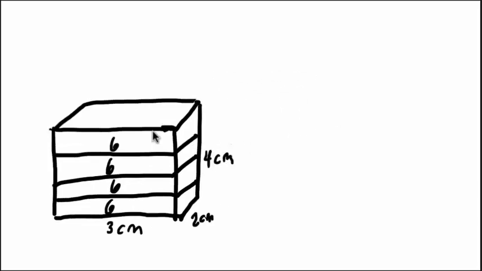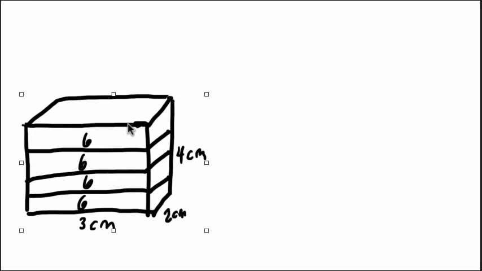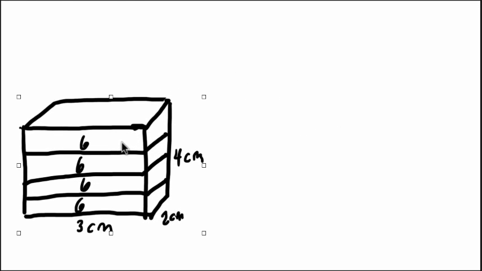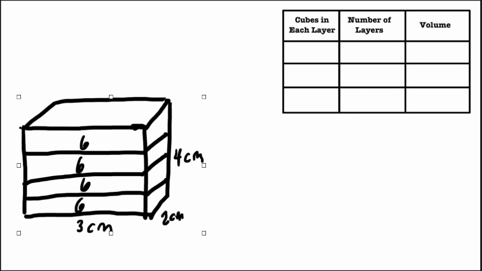And so what I've done is I've created just that. So if we had 6 in each layer, I want to figure out what it is that we're multiplying. Well, in this case, we're multiplying the length and the width. So I have created a table, and what I want to demonstrate is we're going to record what is happening and see if we can find a pattern. Okay, so in this case we did the 3 times 2. So cubes in each layer, there are 6, which is a breakdown of 3 times 2, correct?